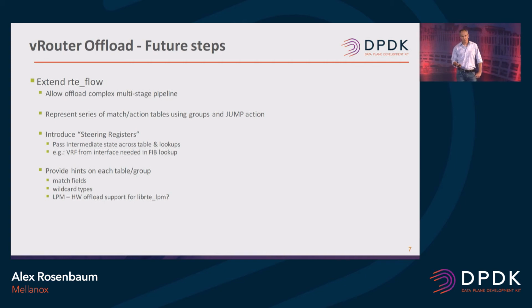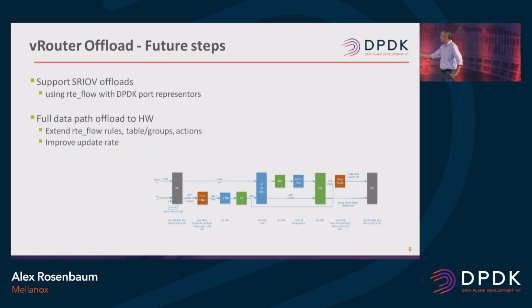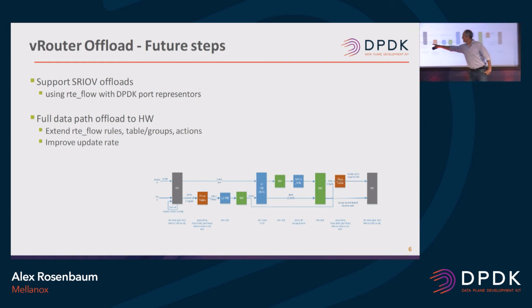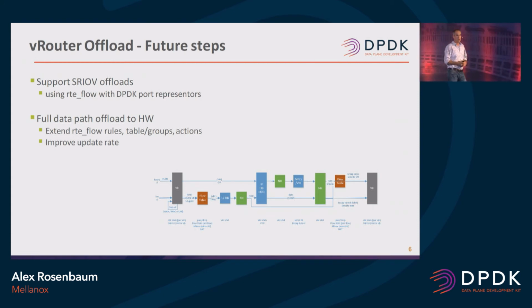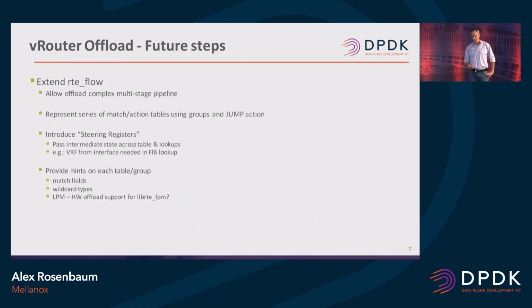Steering registers is a new idea. Basically, in this flow, part of the information that's taken here and here will be used for later lookup. So based on the initial flow classification, we want to save some metadata with a packet and let the hardware use this in further lookup tables as it's being processed. So steering registers, which can be used as an input or modified or classified during the pipeline, is something we'll want to add.